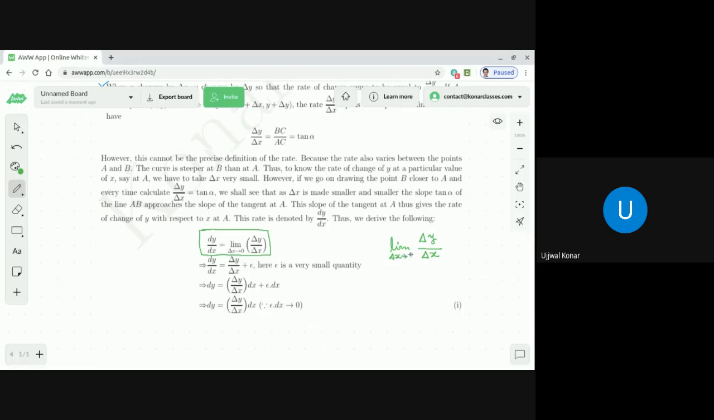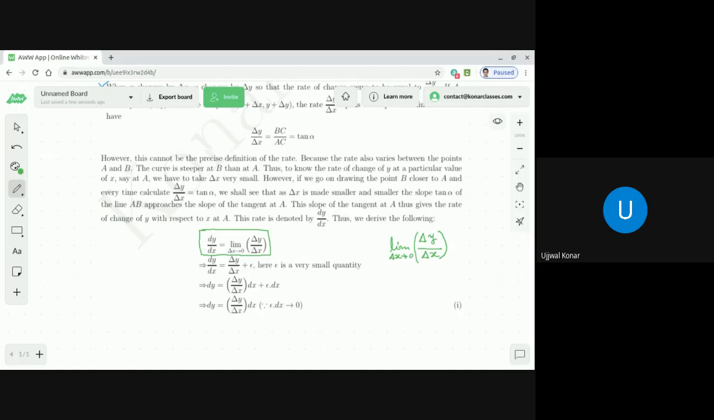Delta x tending to 0. Delta x arrow 0 means it is actually tending to 0, approaching 0. It cannot be exactly 0. Think about it. Exactly 0 means then B and A are superimposed. You really cannot make sense of it.